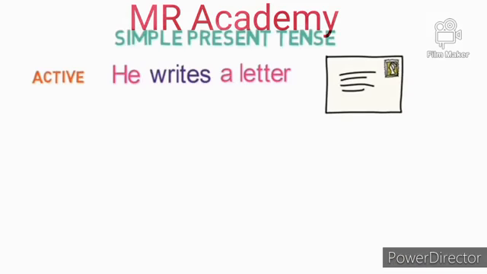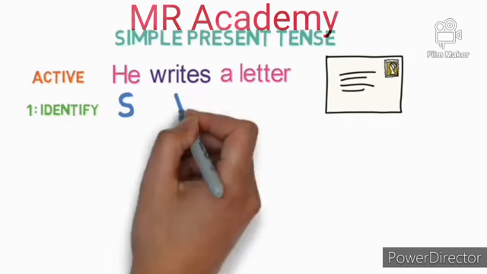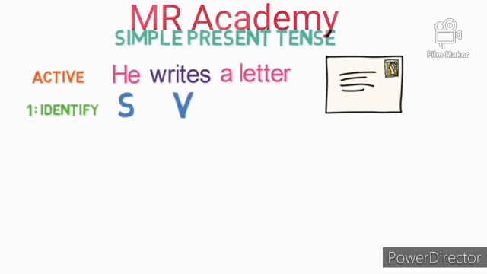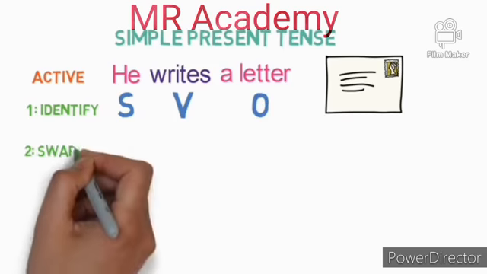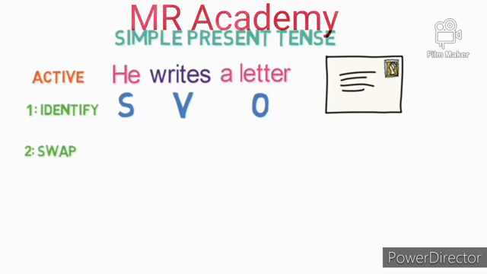Observe the sentence, he writes a letter. First identify the structure, that is subject, verb, object. Next swap the subject and the object. Next convert the main verb to verb 3 form. And the next step is adding the helping verb.